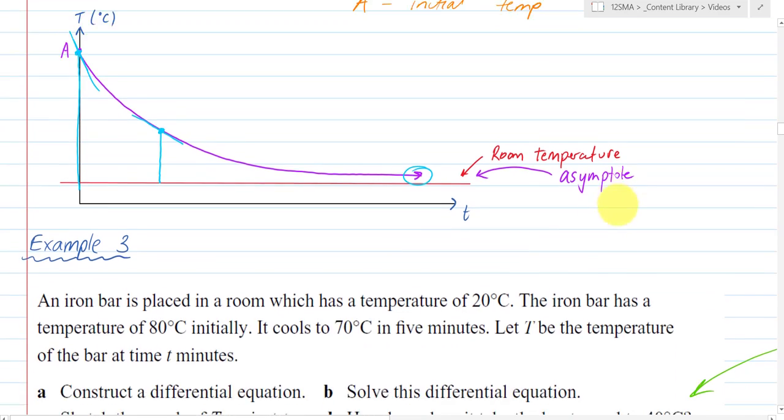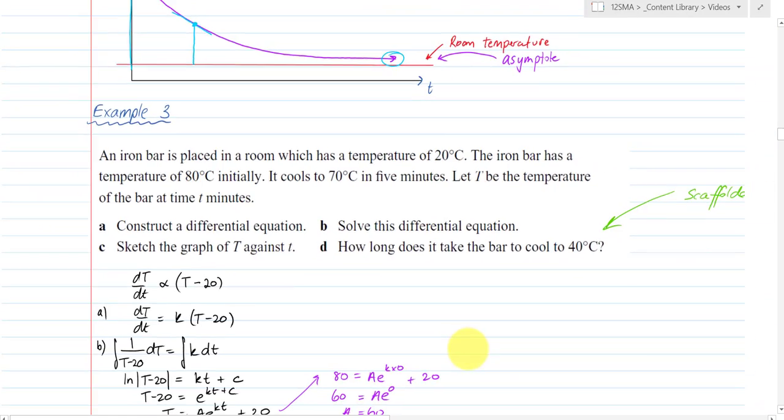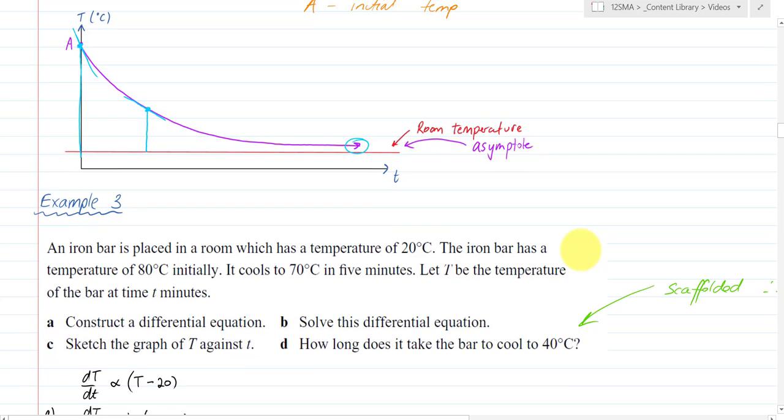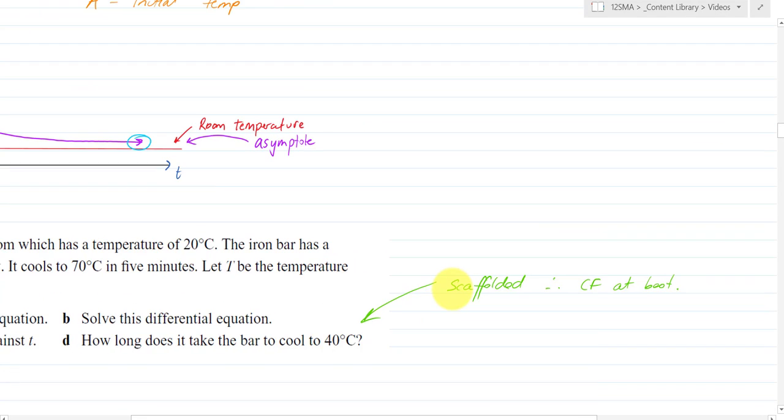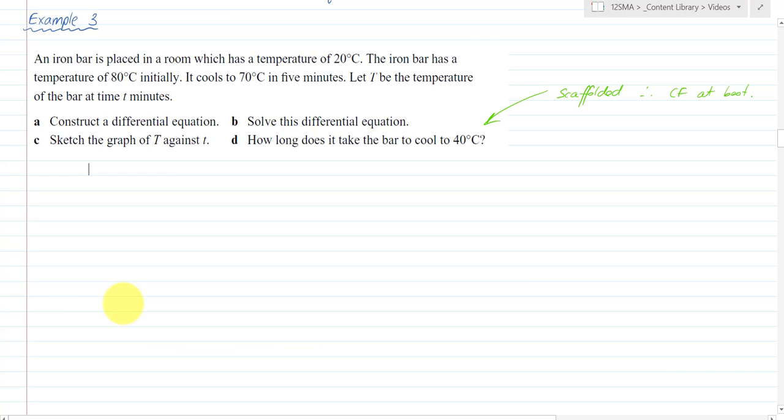So let's have a look at a scaffolded example, and I've written a little note here to say that this is scaffolded, so therefore it's a complex familiar at best. Part A is asking you to construct a differential equation. In terms of constructing a differential equation, we need to bring in Newton's law of cooling here. Given this information, an iron bar is placed in a room, and the iron bar has that temperature initially, and we know this piece of data.